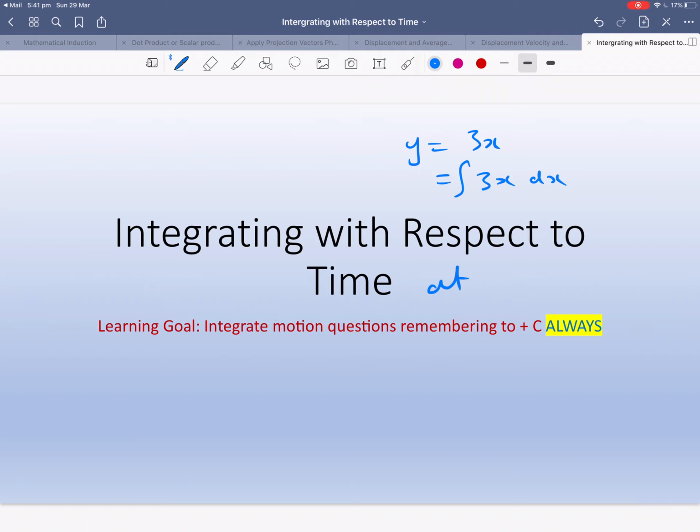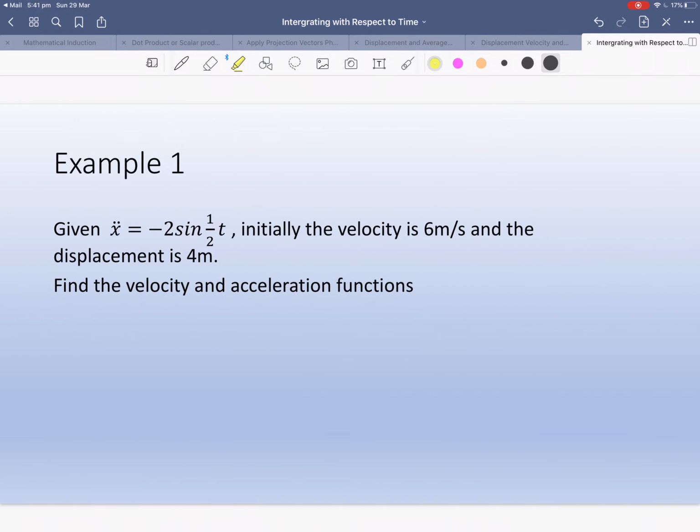And it's pretty simple. Integrate motion questions, remembering to always plus c. It is here where you're going to get into massive trouble if you don't plus c, and hopefully you'll see why. Let's get straight into the video.